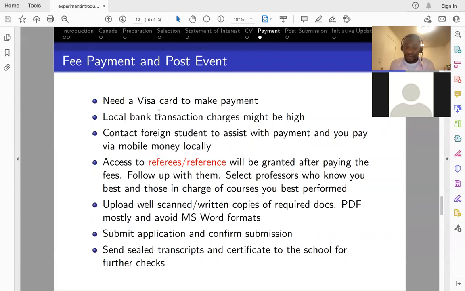In terms of the referees, when you are done paying your fees, some of the schools will give you the option to upload your documents. If you don't pay, you might not be able to upload your documents. So as soon as you are done, you can upload your documents. Then your referees will get a link indicating that this person is applying to this school, and asking them to please have a look and give the reference.